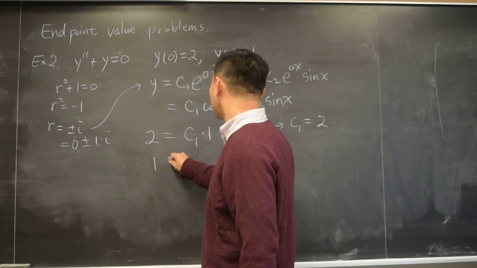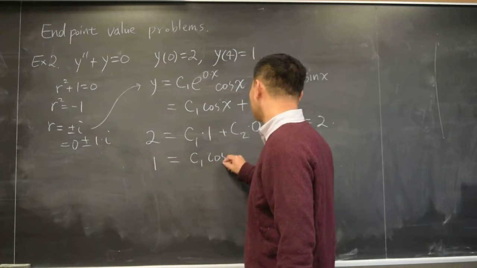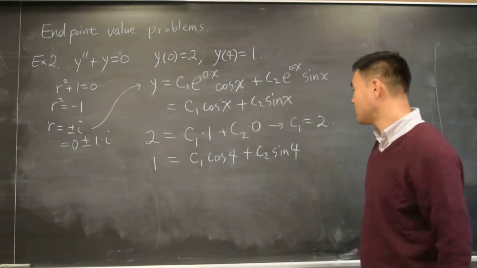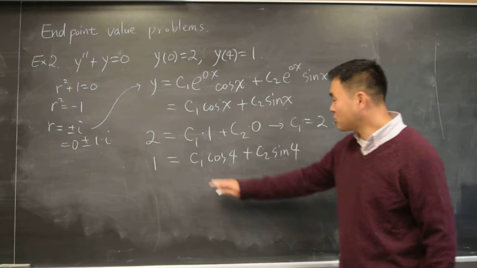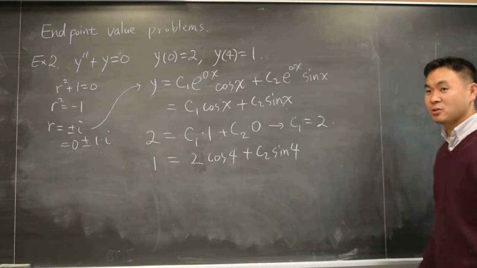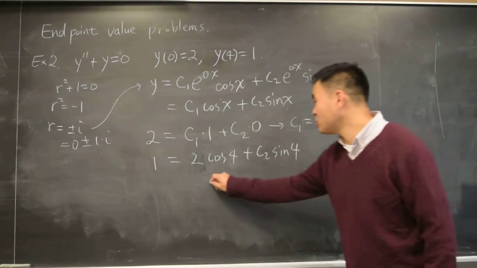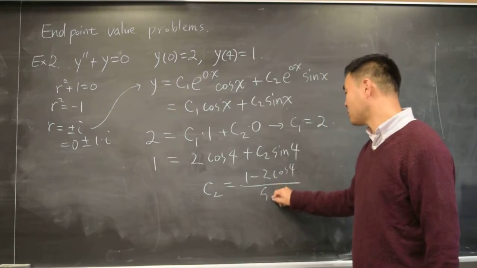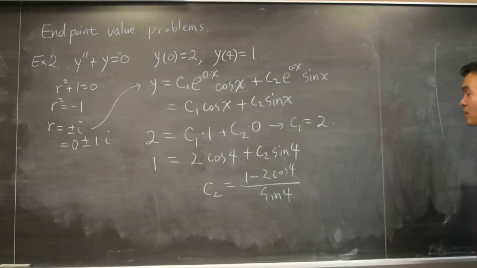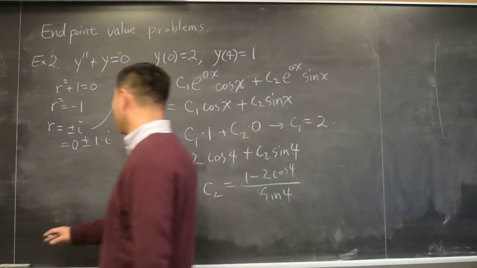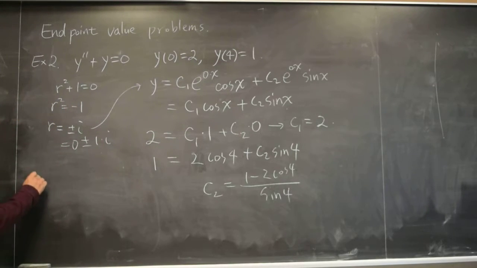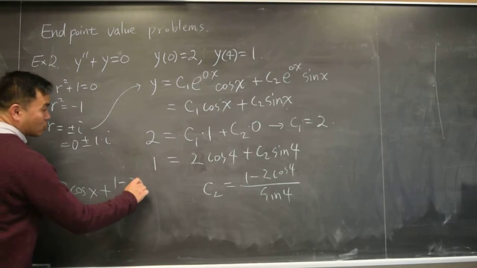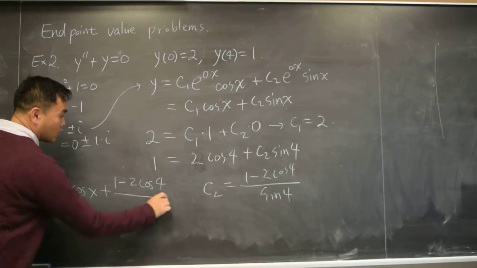If you have 1, that's c1 cosine 4 plus c2 sine 4. And although this is horrible, c1 is 2, and you can solve for c2 and plug it in. Okay? So c2 is 1 minus 2 cosine 4 divided by sine 4, and you can plug that back in here. And the final answer is y equals 2 cosine x plus 1 minus 2 cosine 4 over sine 4 times sine x.